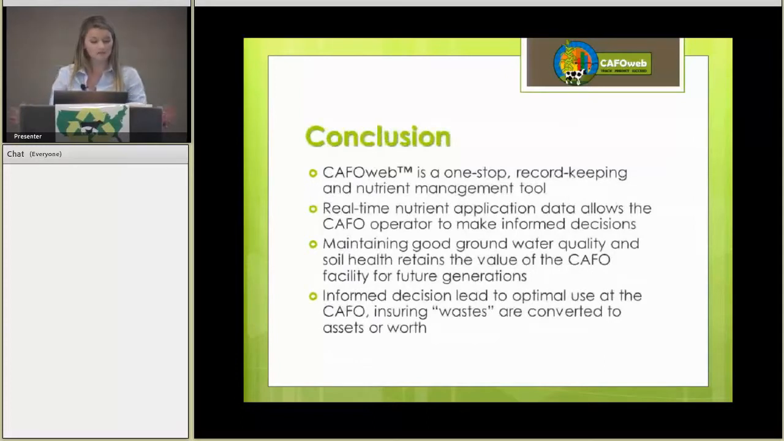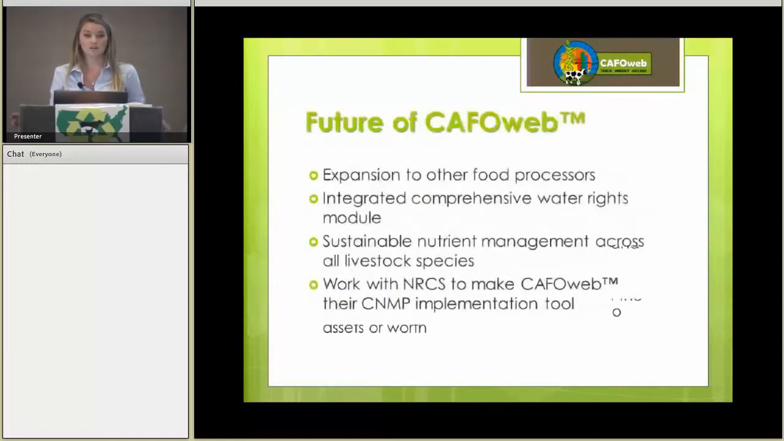So CAFOweb, in conclusion, is that one-stop record-keeping and nutrient management tool. Using this data in real time allows the CAFO operator to make informed decisions. By maintaining the groundwater and the soil health, you are ensuring the value of your property for future generations. And these informed decisions ensure that waste is converted into worth.